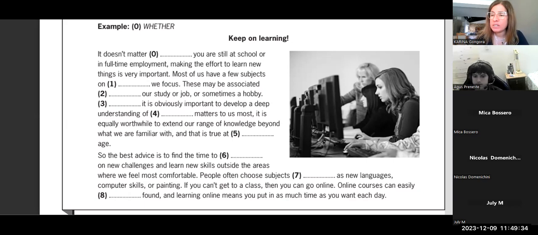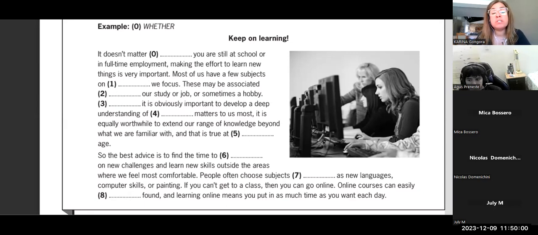We focus. Why is it that we have this "on"? Because we focus on some subjects. Remember that "on" is the dependent preposition of focus. Okay. This may be associated with our study or job or sometimes a hobby. Number three. Although. Very good. Although, of course, we can have "though," for example, right?